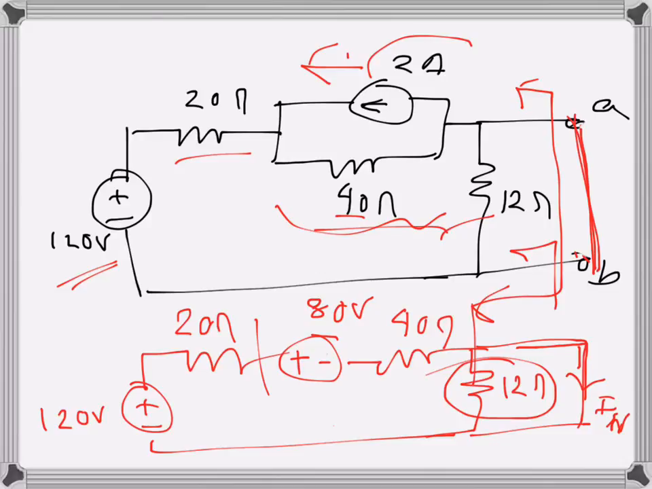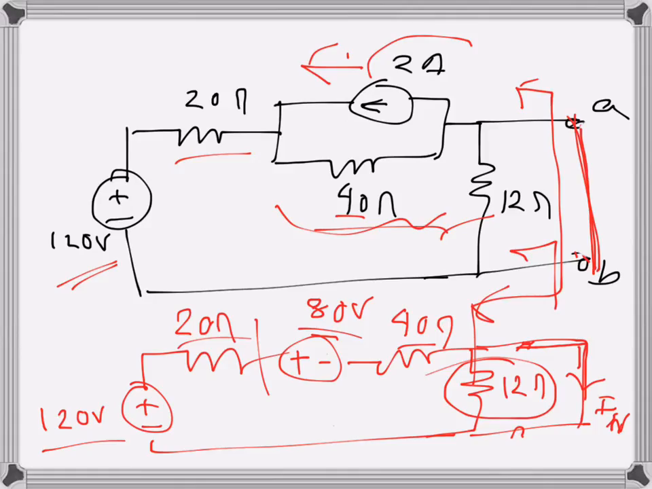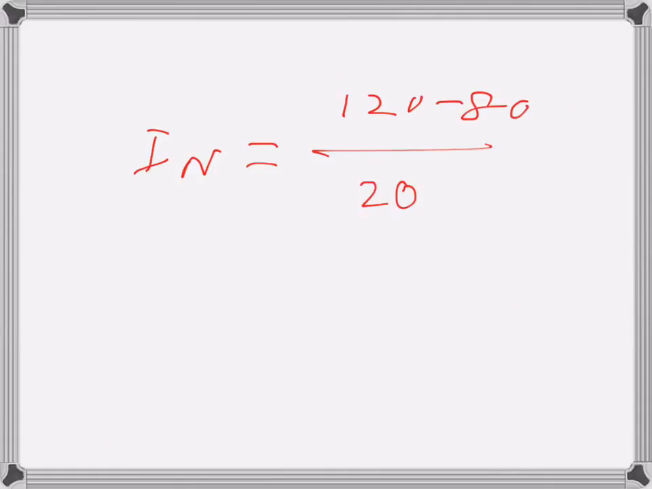So this resistance has no meaning in the circuit because these two terminals are shorted out. So we have this 120 volts here, 80 volts here, they are in opposition, and we have two series resistances, 40 and 20. So basically the current I_SC or I_N will be (120 minus 80) divided by (20 plus 40).